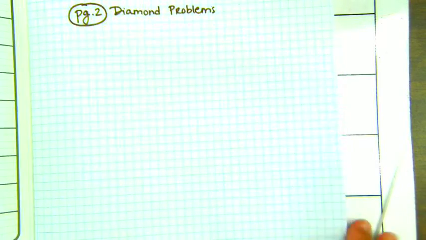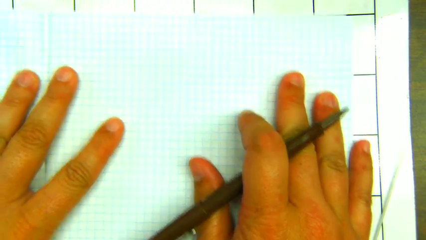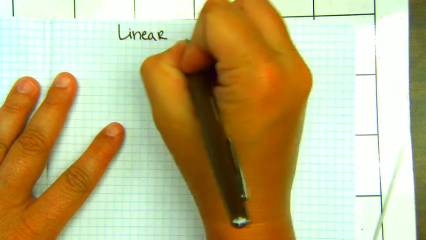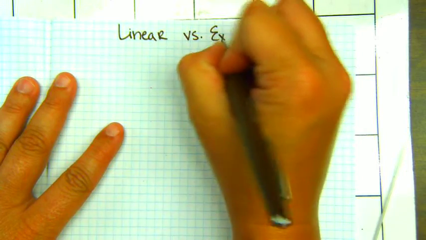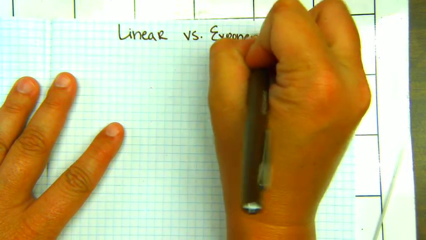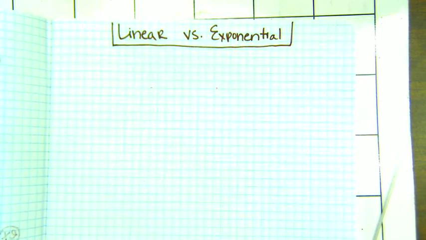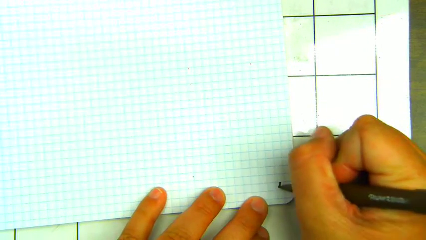So we're going to continue reviewing from Integrated 1, and we are going to talk about the difference between a linear function and an exponential function. So we're going to write linear versus exponential on the top. And this is going to be a super quick review about what you learned about linear functions and exponential functions from Integrated 1. And this is page 4 from Unit 1.